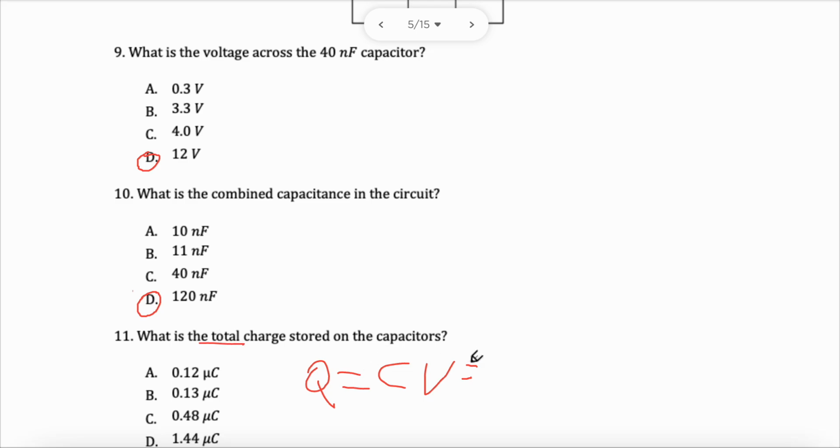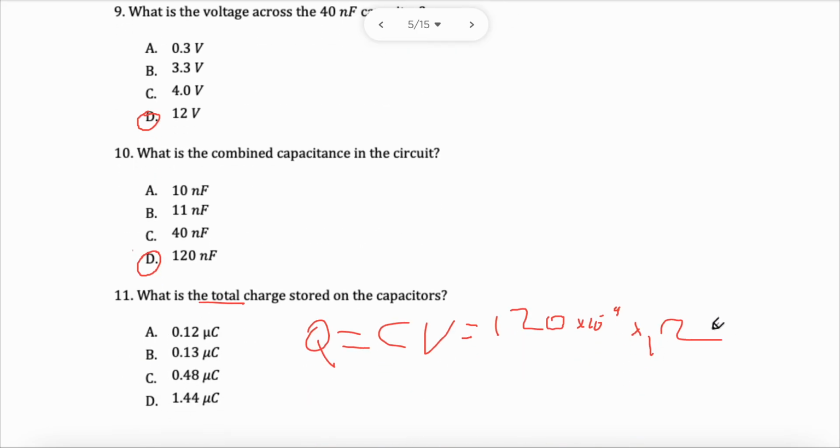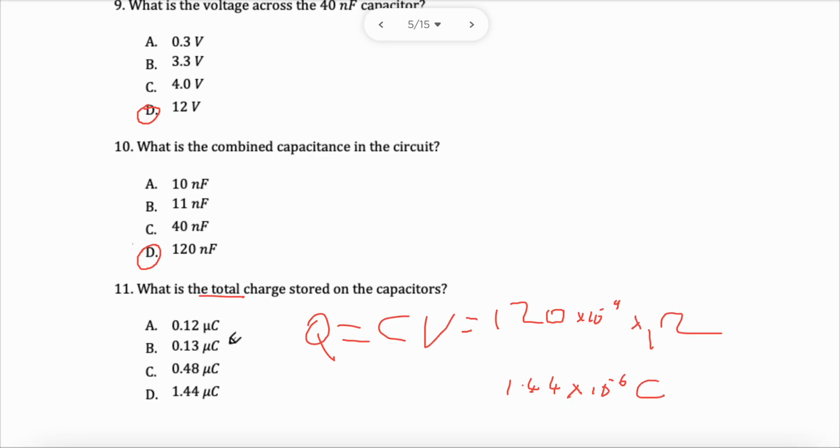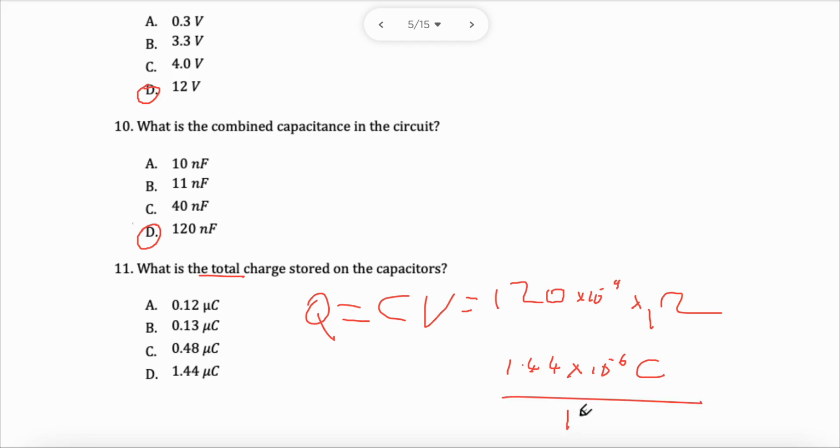The total charge, I will use my total capacitance, 120 times 10 to the minus 9, multiplied by the voltage of 12. And if I put that into my calculator, let's see what I get. 120 times 10 to the minus 9 times that by 12, I get 1.44. 1.44 times 10 to the minus 6 coulombs. Now, I can see that micro is minus 6, but just to verify, if you remember, you can do division, divide by 10 to the minus 6. I just cancel it, really. That becomes 1.44 micro coulombs.